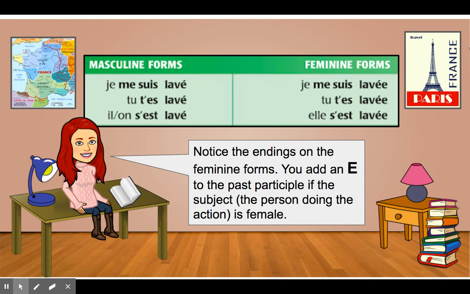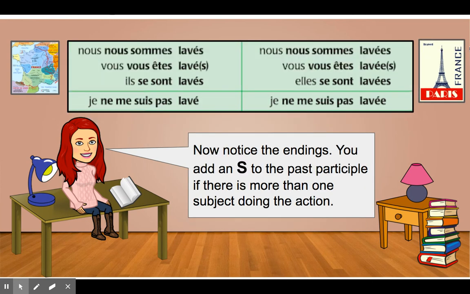Je me suis lavée. Tu t'es lavée. Elle s'est lavée. Notice that extra E makes no sound difference at all.